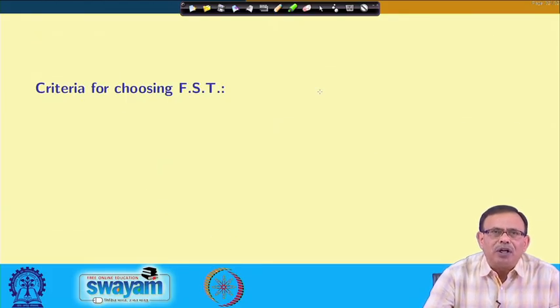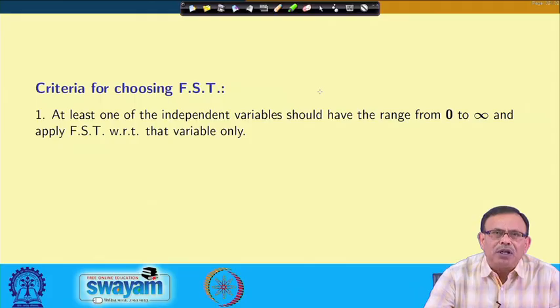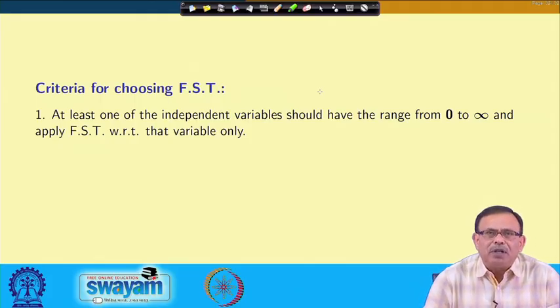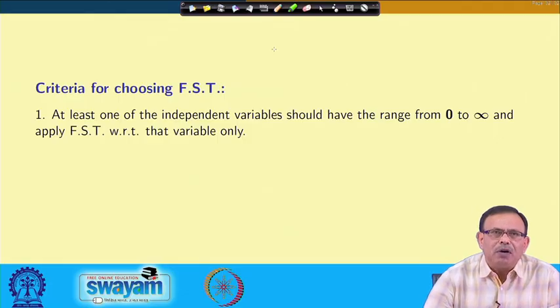So, now what is the criteria for choosing the Fourier cosine transform? At least one of the independent variables should have the range from 0 to infinity, and apply the Fourier transform with respect to that variable only. So, please note that for Fourier sine and cosine, the range of the variable is from 0 to infinity. Therefore, at least one of the independent variables should have range from 0 to infinity, and we apply the Fourier transform with respect to that variable only.